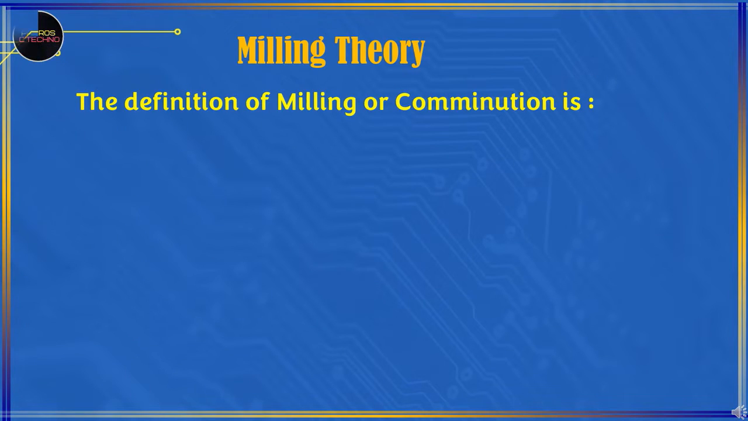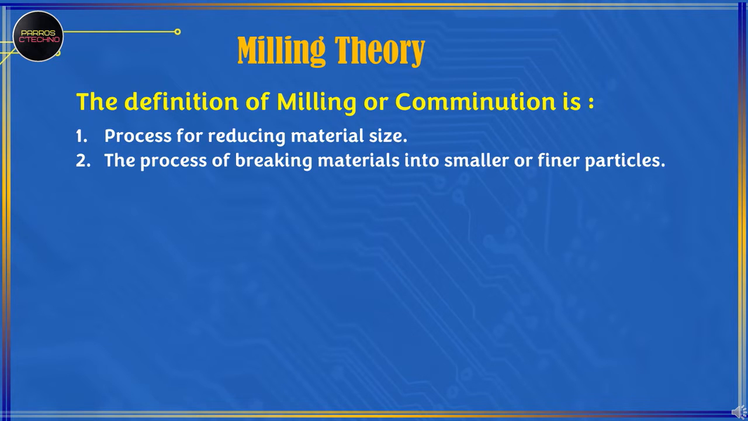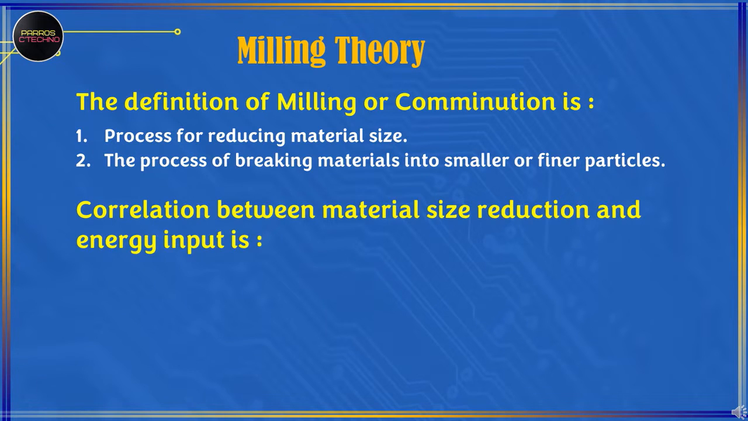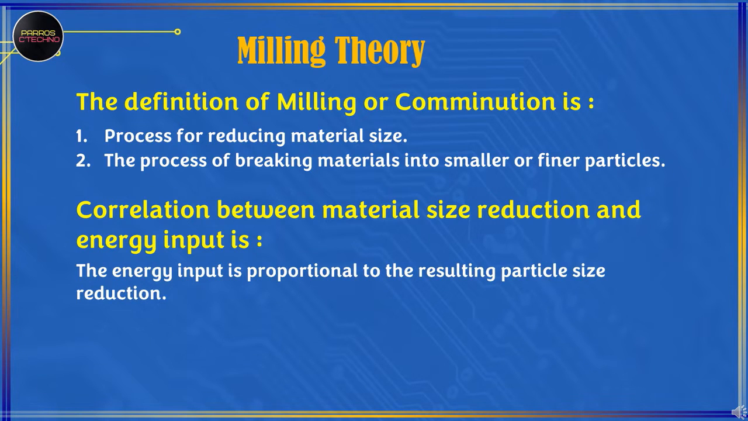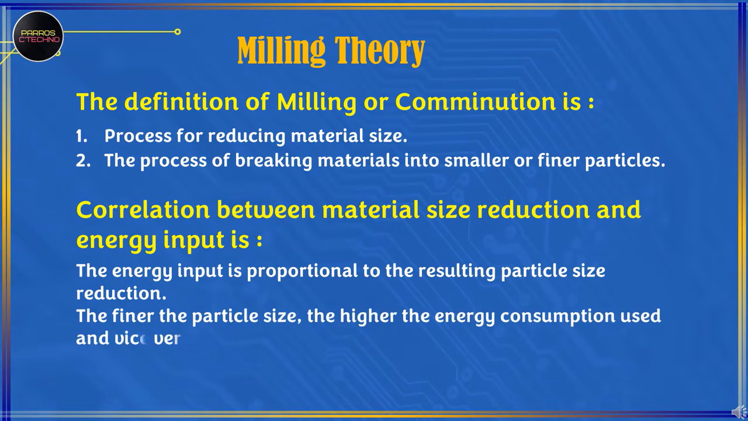Milling theory. The definition of milling or comminution is: 1. Process for reducing material size. 2. The process of breaking materials into smaller or finer particles. The correlation between material size reduction and energy input is that the energy input is proportional to the resulting particle size reduction. Or the finer the particle size, the higher the energy consumption used, and vice versa.